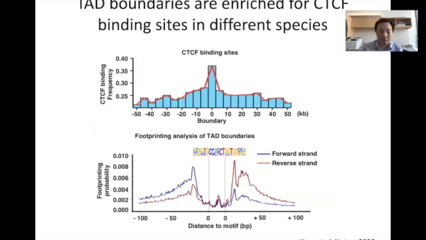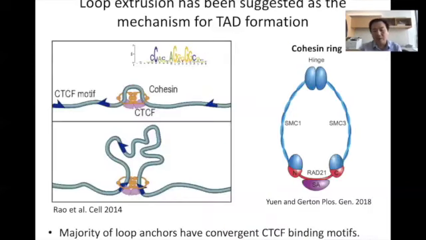So how did it happen? This is a more accepted concept right now. It has been proposed that loop exclusion is really the foundation for the formation of TADs. Previously we showed that CTCF is enriched at the TAD boundary.